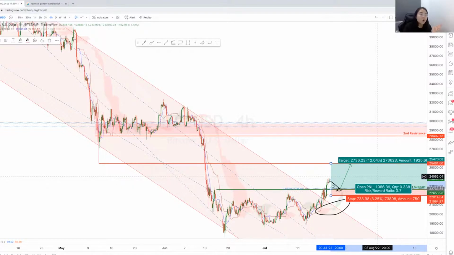So patiently wait for price to come back to the first support. If it doesn't come back to the first support, just take it that you missed the trade, okay? Don't chase the trade. Just take it that you missed the trade. Move on, look for another trade.